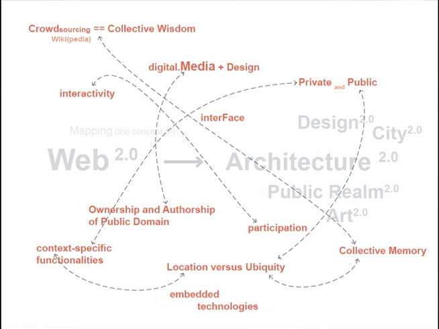We can see that ubiquity and public have something to do with each other, as well as collective memories. We can talk about location, context-specific functionalities, and interactivity and participation. Very quickly, we see that the attributes of both realms, the web and the public realm we design, share the same qualities. One of those qualities is the interface, and media and design as a unifying component shared by all those categories.